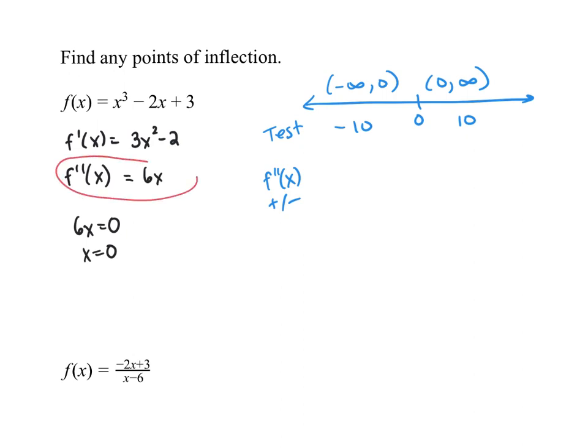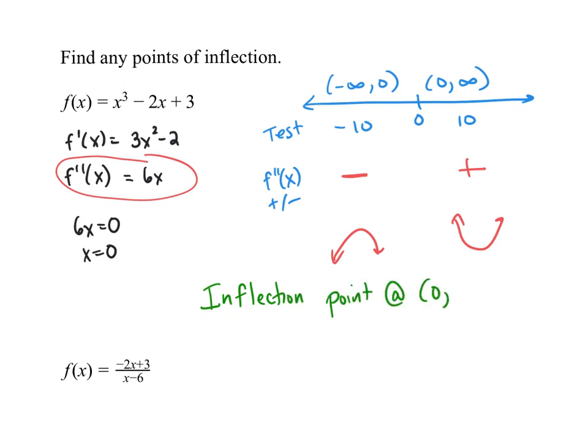Then I get negative 60, which is negative, and I get positive 60, which is positive. So it goes from down to up. So we have an inflection point because it changes concavity. It's going to be at 0, 3. Now, how did I get 0, 3? Well, 0 I think is pretty straightforward because that's where it changes. That's the x value. So I'm really just plugging that x value into my original function. 0 cubed minus 2 times 0 plus 3. So that's where I'm getting 0, 3.